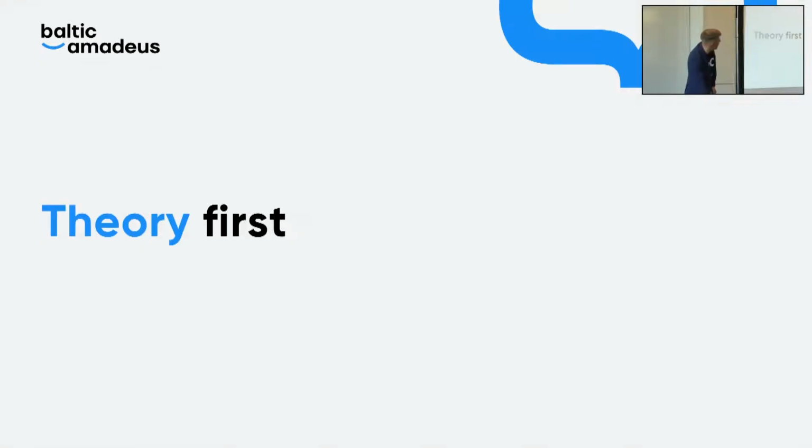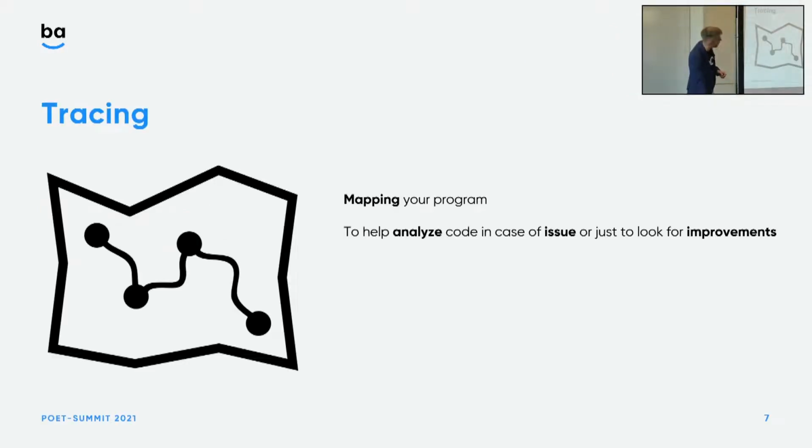So let's get the boring things out of the way. I guess for most of you, it's going to be already known things. So let's get into it. What is tracing or traces? Traces are basically directions of your program. So tracing literally means mapping your program.